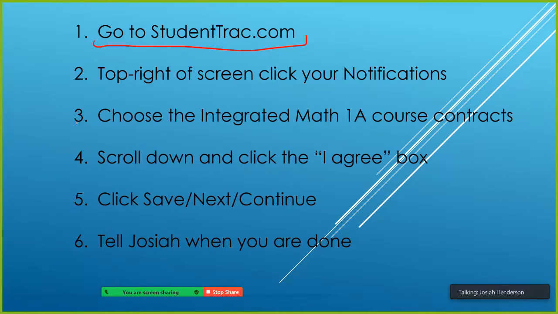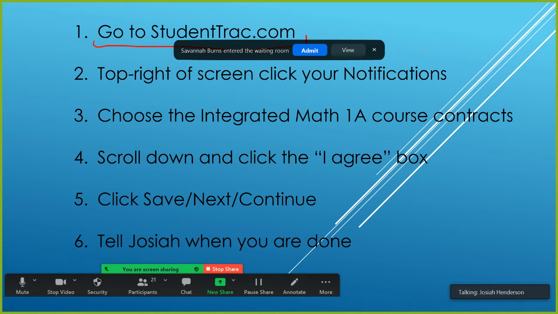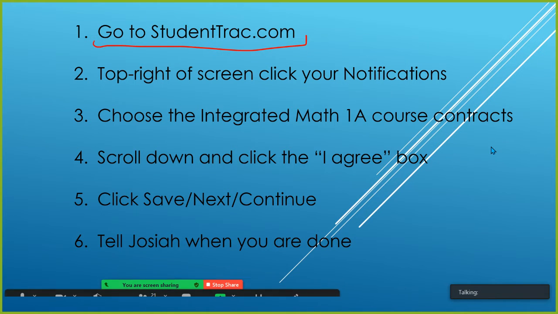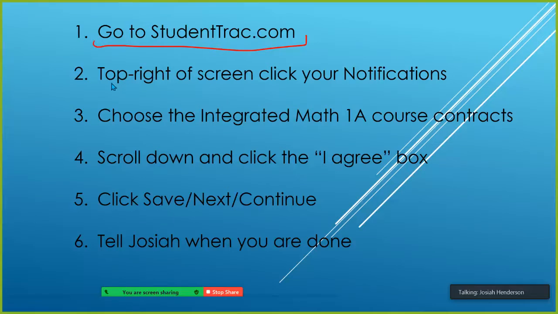When you're logged in, at the top right of your screen, there's a little red notification, a bell or something like that. I want you to click on that notification, and you should get a little drop down with any course contracts that you need to sign. You should do all of them, okay? Because that means your teacher has you doing those other classes as well. But at least for me today, make sure to do the Integrated Math 1 course contract.